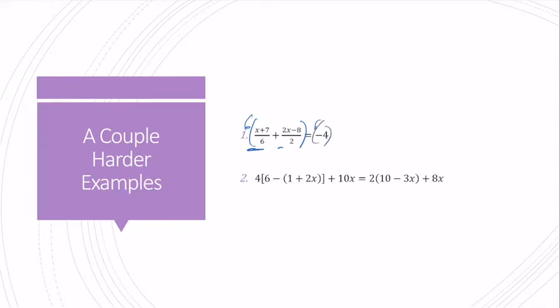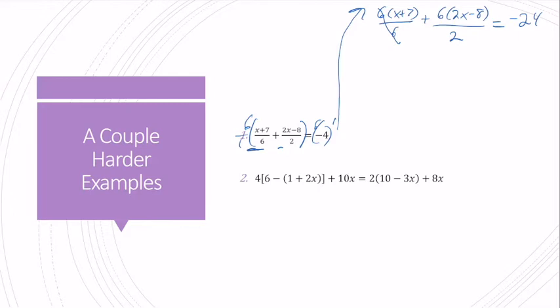So I multiply both sides by 6, and I'm going to do this work up here. So I'd have 6 times (x plus 7) over 6 plus 6 times (2x minus 8) over 2. Remember, 6 is a fraction with a denominator of 1. And 6 times negative 4 is negative 24. As we can see, 6 divided by 6 is 1. So I have x plus 7 plus 6 divided by 2, which is 3, times (2x minus 8) equals negative 24. So I have x plus 7 plus 6x minus 3 times 8 is 24, so I get negative 24.